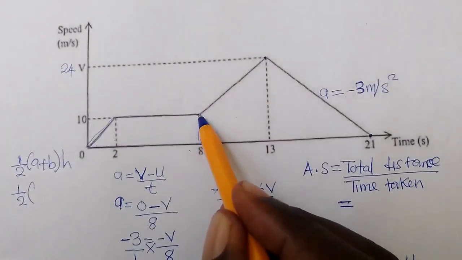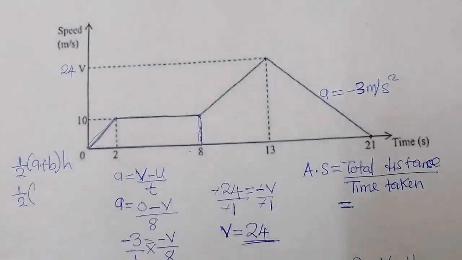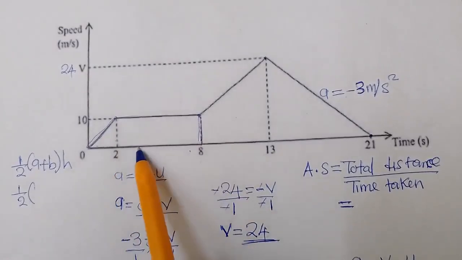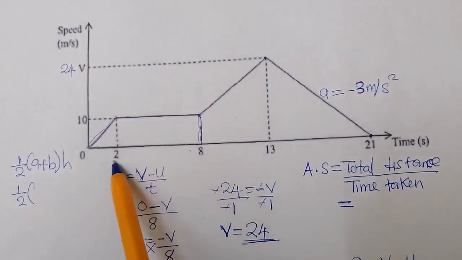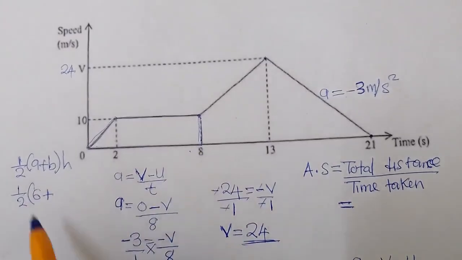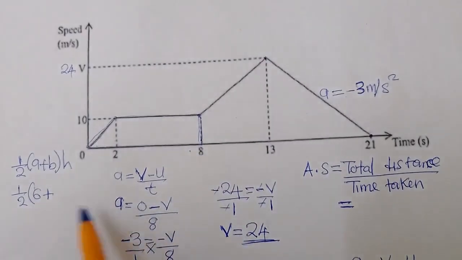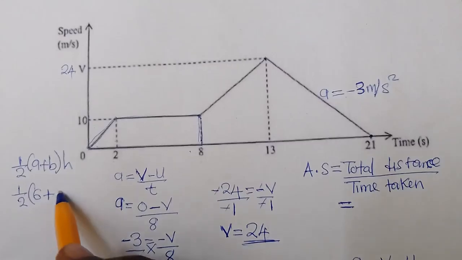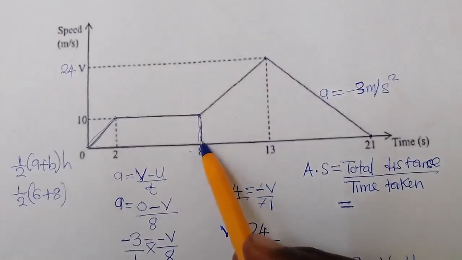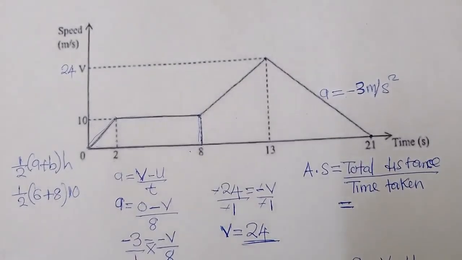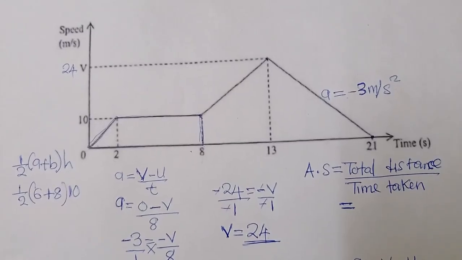So I've got a side here, also a side there. This short one from here to there, 2 and 8, this is the difference. So this is 6, 8 minus 2, 6. Plus, I'm going to put a plus there. Then what is my B from here to there? Which is 8. Then my height is this one here, which is what? 10. This is what I'm going to do.